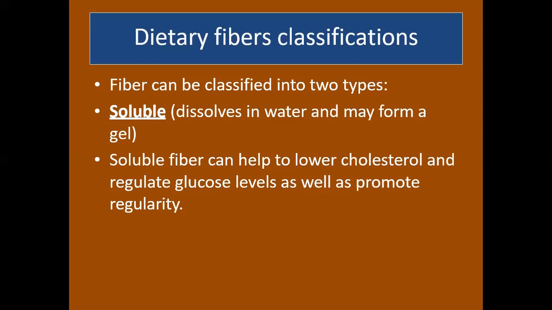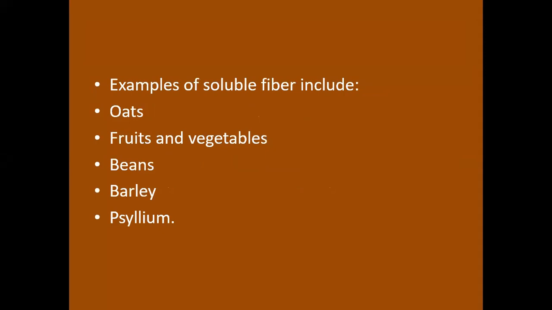So the fibers can be classified into two types. Soluble fiber dissolves in water and may form a gel-like structure. Soluble fiber can help to lower cholesterol, to regulate or decrease the blood glucose level, and it promotes regularity, meaning evacuation of the body is regulated, and it gives protection from the occurrence of different types of diseases. Now, an example of soluble fiber is oats.